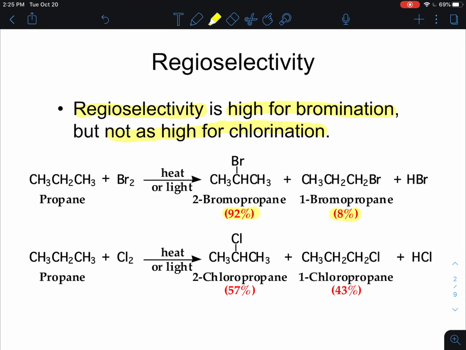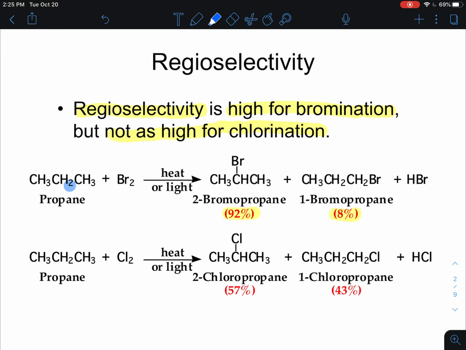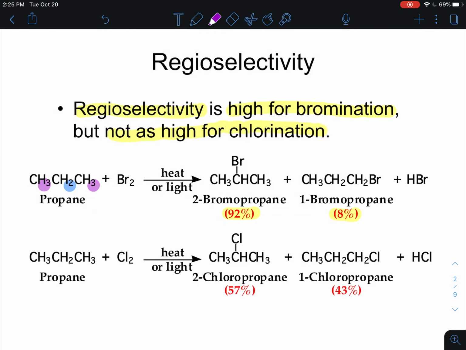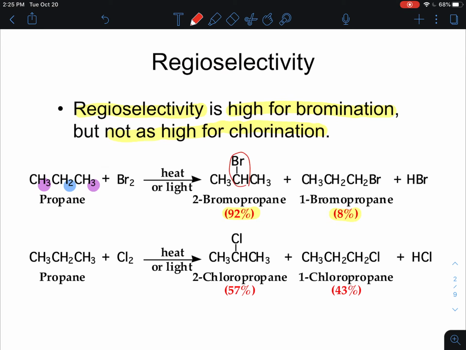That's particularly interesting, right? Because there are 2 secondary hydrogens, but there are 6 primary hydrogens. So it's a substantial selectivity for adding to the secondary carbon. Like that, some amount of the primary product is made.